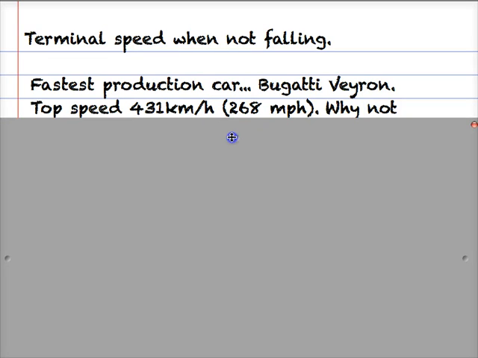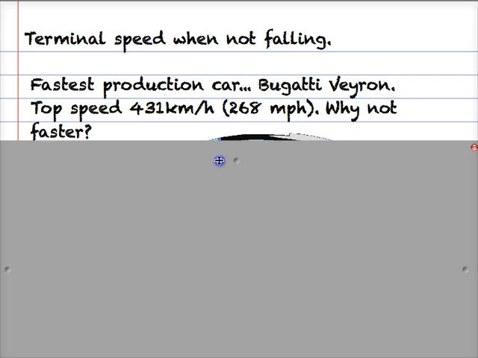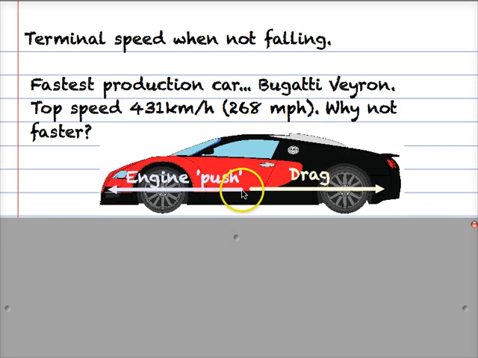So let's take a look at the fastest production car at the moment. It's a Bugatti Veyron, top speed 431 kilometers per hour. Why can't it go faster? Let's take a look. There's the car. We have the maximum push from the engine. The car is being driven and the throttle, the accelerator pedal, is flat to the floor.